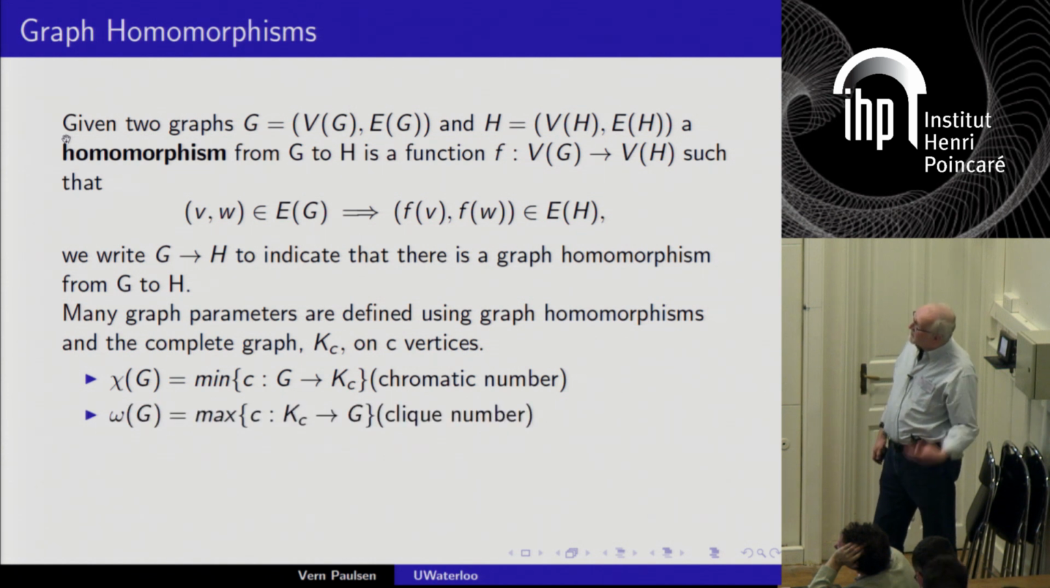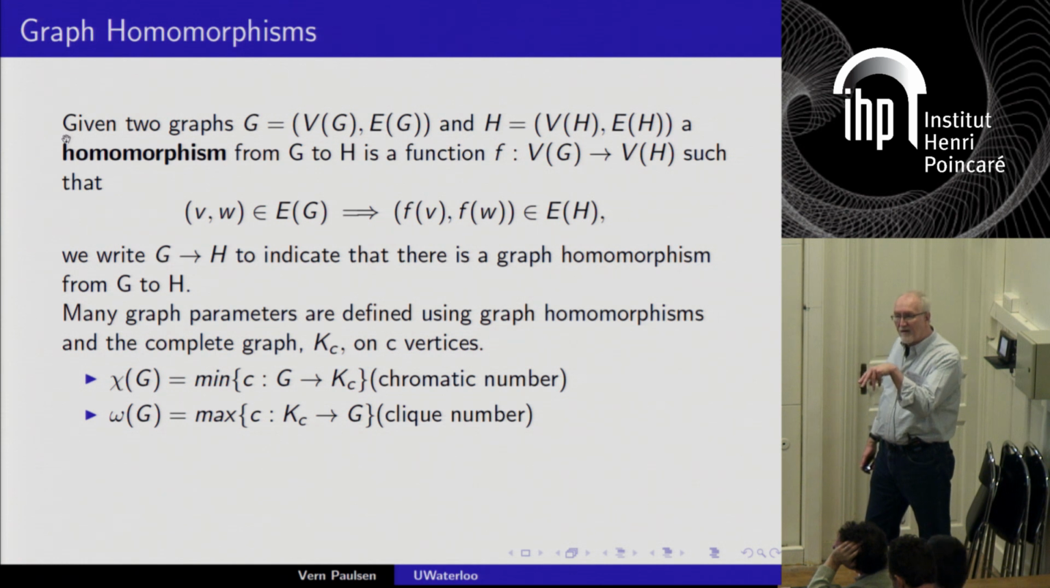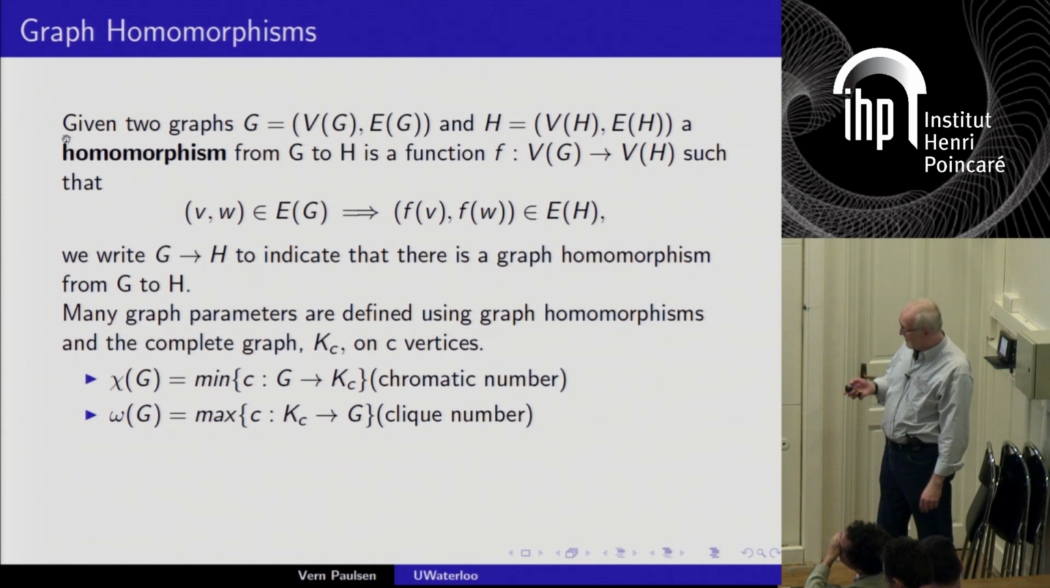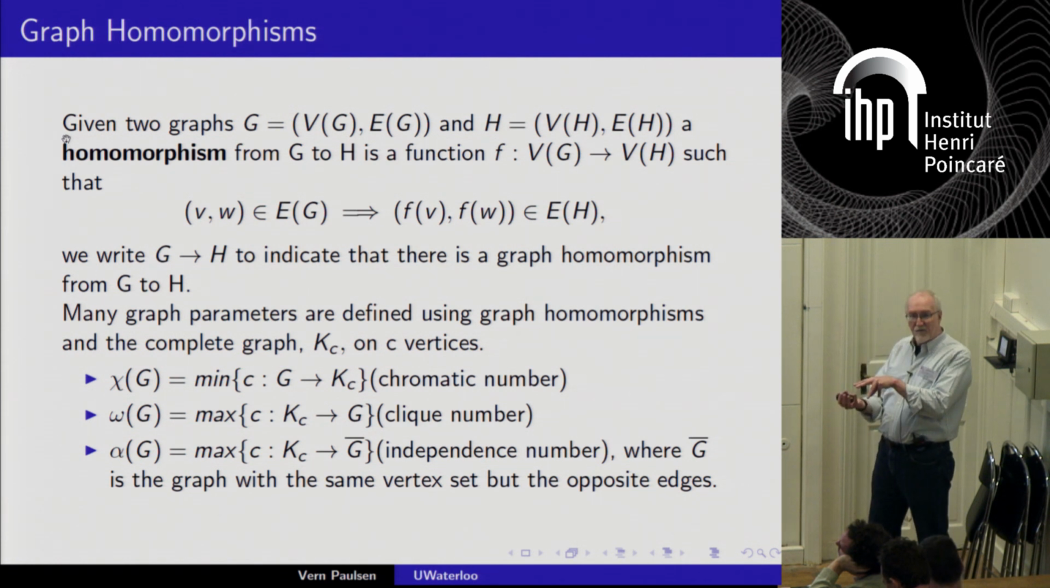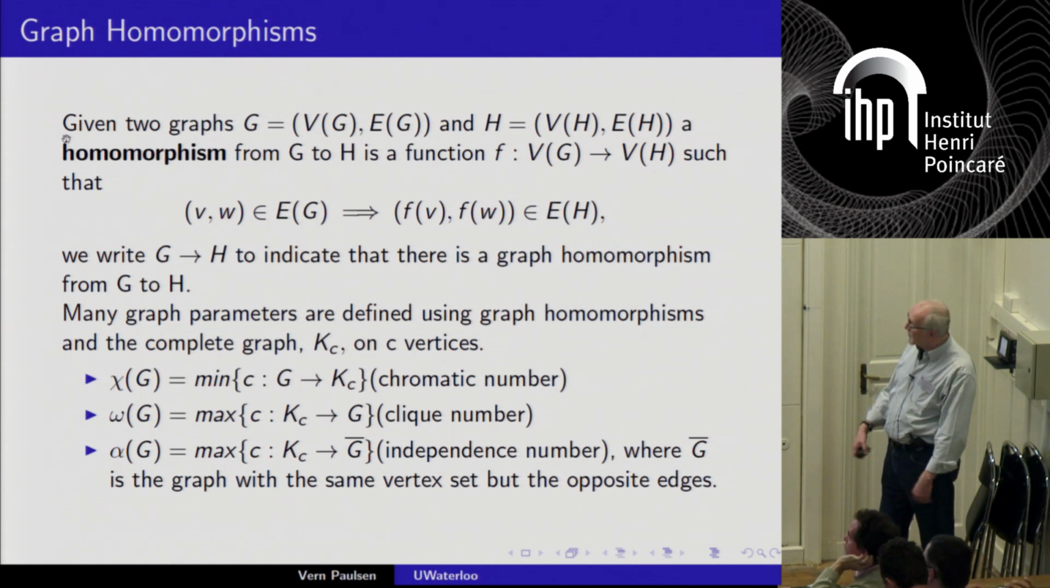The clique number is the largest c so that you have a complete subgraph of size c, but that just means you can embed a complete graph of order c into G. And the independence number is the largest set of vertices which have no edges, but if they have no edges, then in the complement of the graph, they're a clique. And so the independence number is also defined by graph homomorphisms.